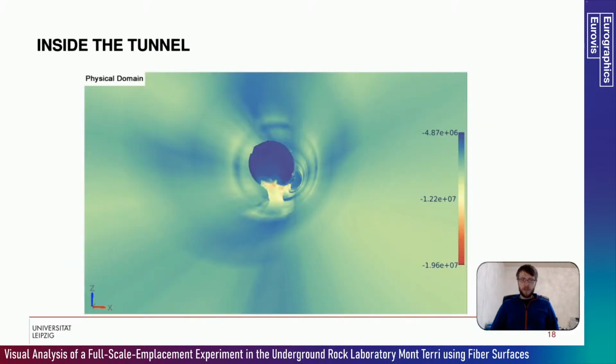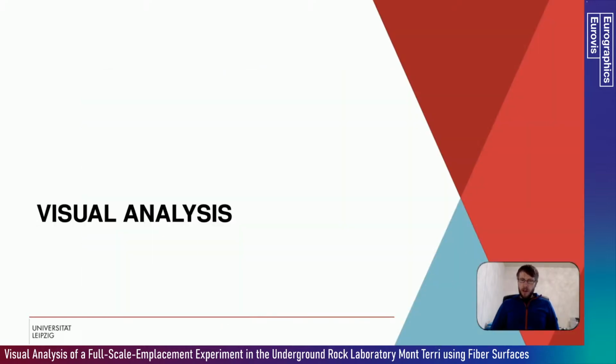On this figure, you can see the inside of a tunnel with the pressure shown on the fiber surface. This also makes it easy to identify the heaters that were installed in the tunnel for the experiment. Now we come to the visual analysis. With the new algorithm, it is now possible to analyze the FE experiment.